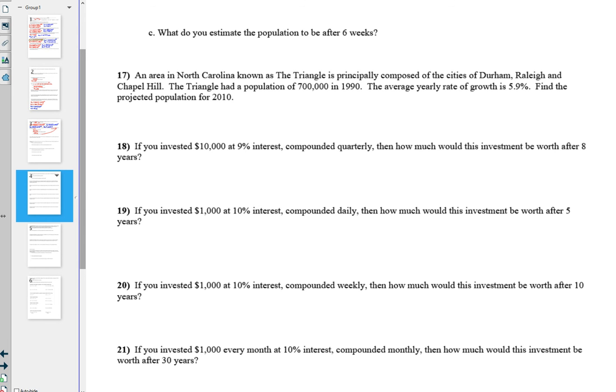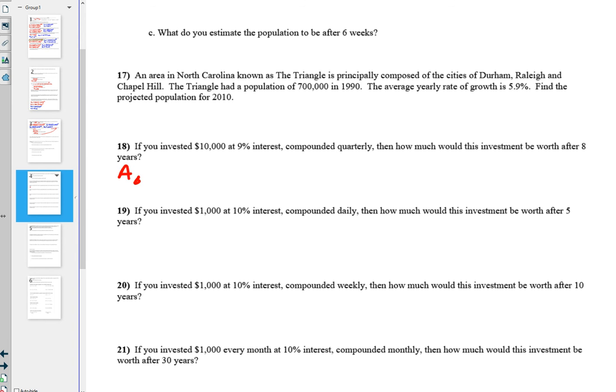Look, the first one's compounded quarterly. All right. So, if you invested $10,000 at 9% interest compounded quarterly, then how much would the investment be worth after 8 years? All right. So the amount after some time. You know what? This one doesn't even tell us that we have to write it out. So let's just go straight into the formula, by plugging in the 8 years.